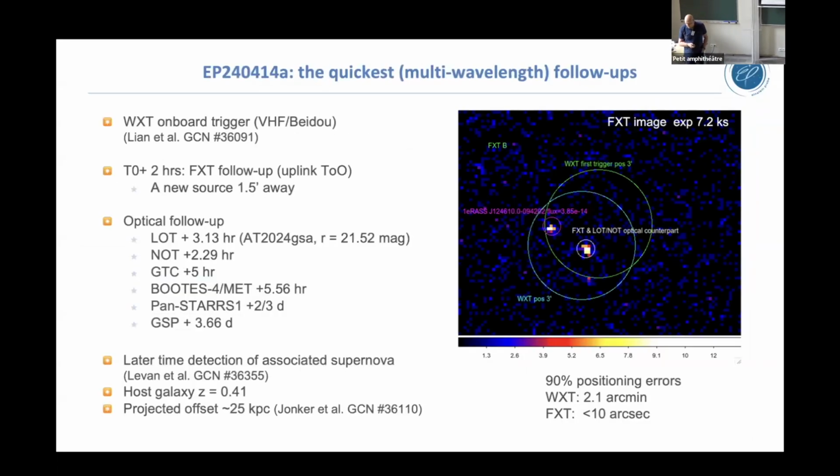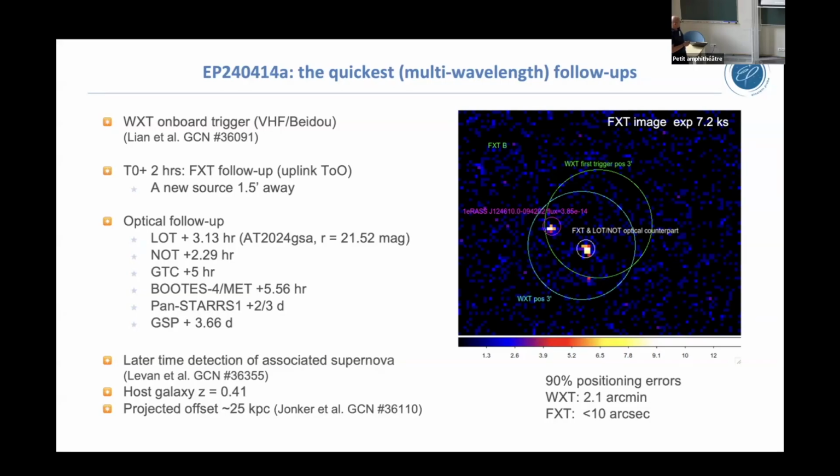So the quickest multi-wavelength, I don't call it multi-messenger because that includes neutrinos and gravitational waves. So this is a true multi-wavelength follow-up on the 14th of April. Within a couple of hours, a lot of optical observatories were already observing, and a source was found at the same position as the fast follow-up X-ray telescope.